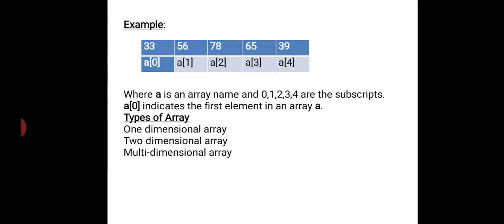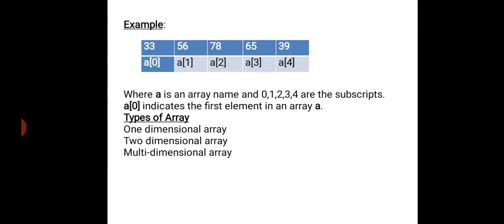For example, the above figure shows 33, 56, 78, 65, 39. In that figure, the below shows array elements A[0], A[1], A[2], A[3] and A[4], where A is the array name and 0, 1, 2, 3, 4 are the subscripts. A[0] indicates the first element in array A.